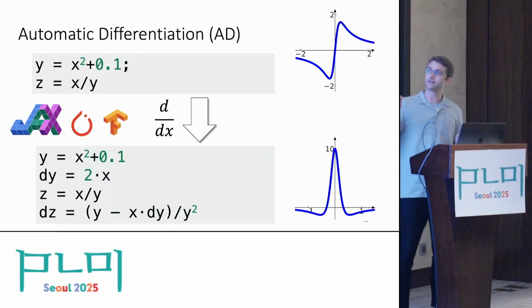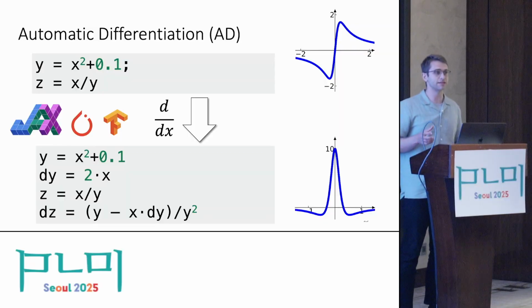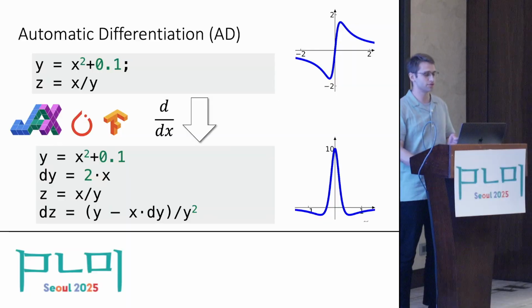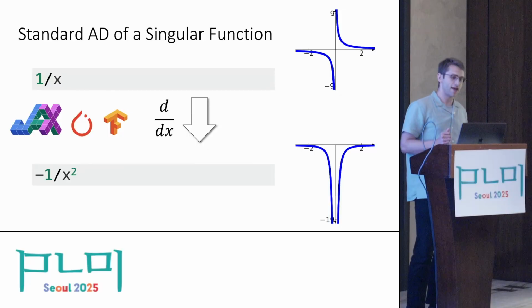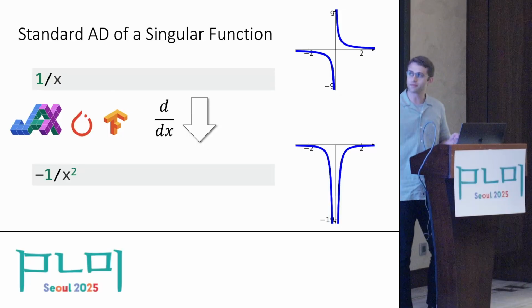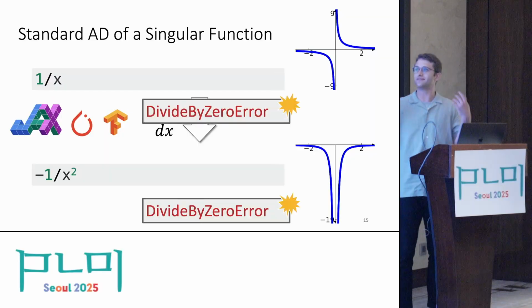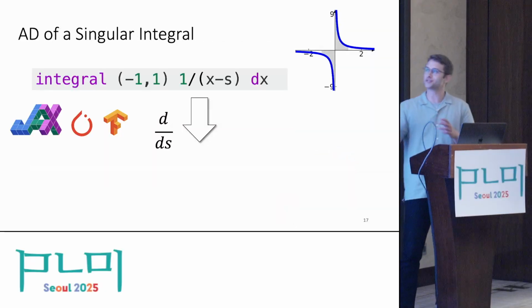And now we're going to take a look at automatic differentiation. So automatic differentiation automatically computes the derivative of a function. And it produces efficient derivative code because it preserves program structure. And there are these widely used libraries for automatic differentiation. And we can look at what standard automatic differentiation does for singular functions, and we'll get the same divide by 0 error at 0.